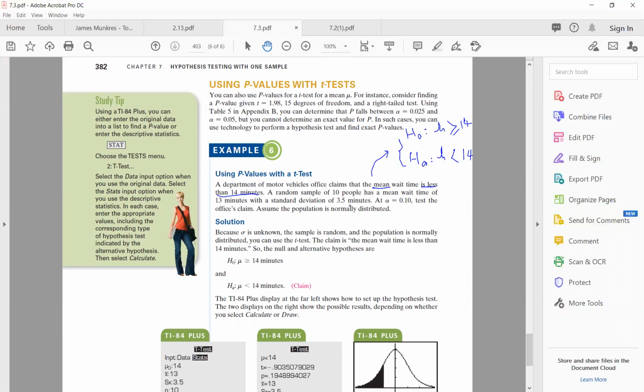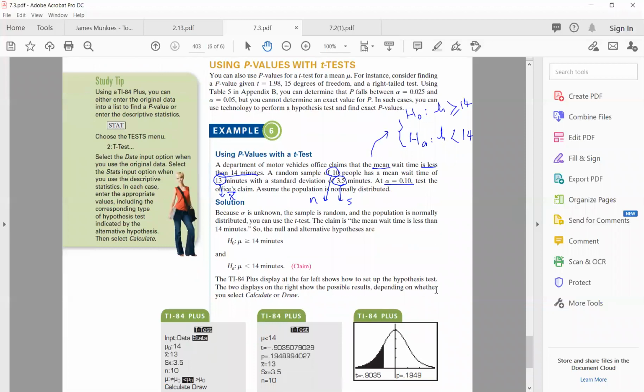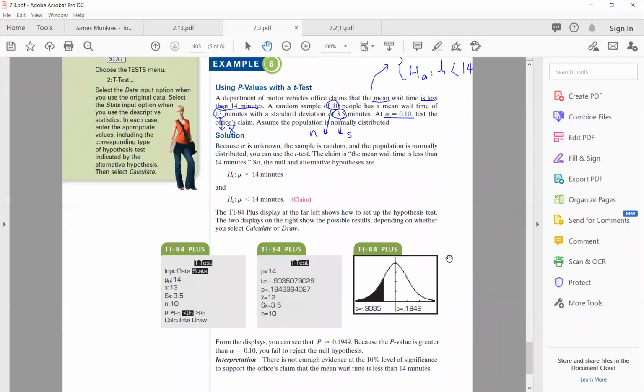So there is a random sample of 10 people, so n is equal to 10. It has a mean wait time of 13 minutes. X bar is given. And the standard deviation of the sample is 3.5. S is also given. At alpha equals 10%, check the claim. Very well, we have our null hypothesis and alternative hypothesis.